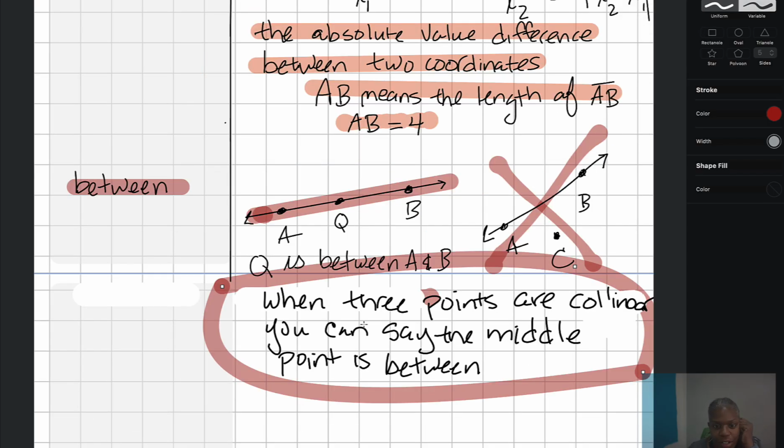So here's that definition, and here's two pictures. This one, good. We know that Q is between, and this one, C is not between. When 3 points are collinear, you can say that the middle point is between. We can use that word between for that middle point. Let's go ahead with our vocabulary.